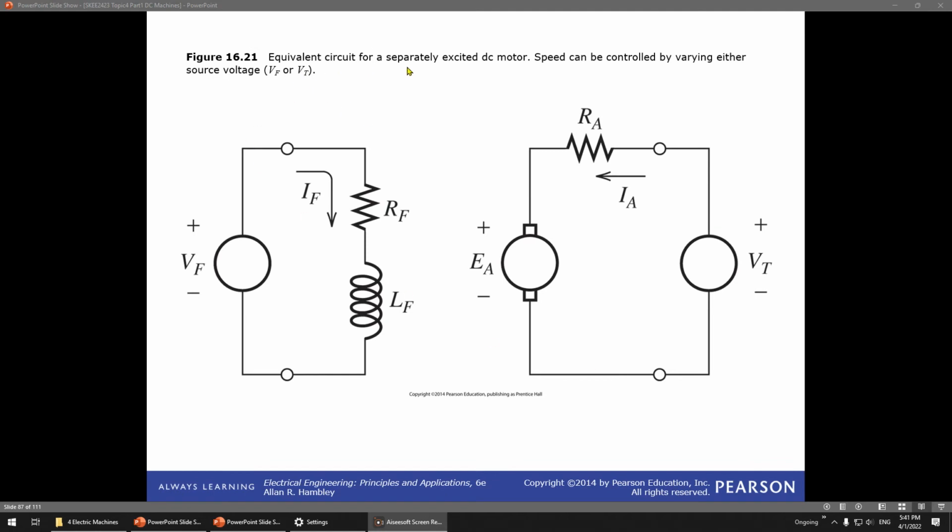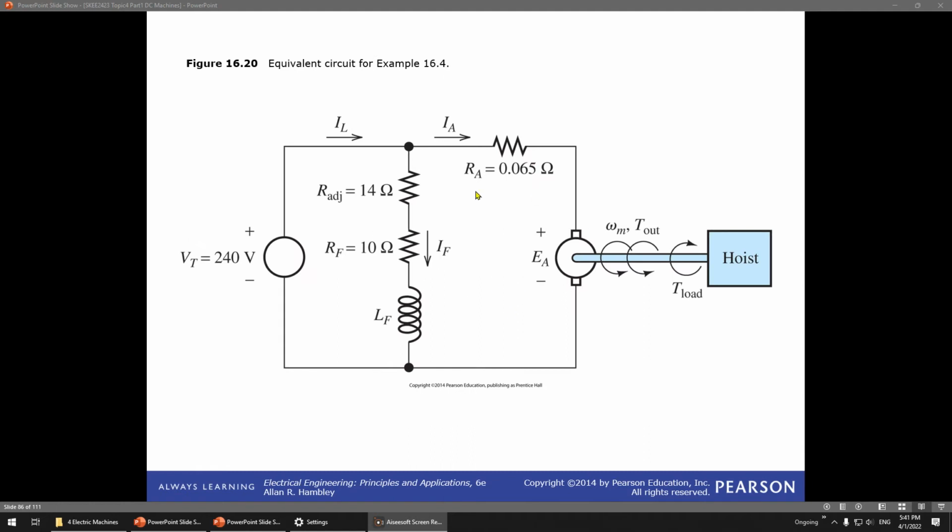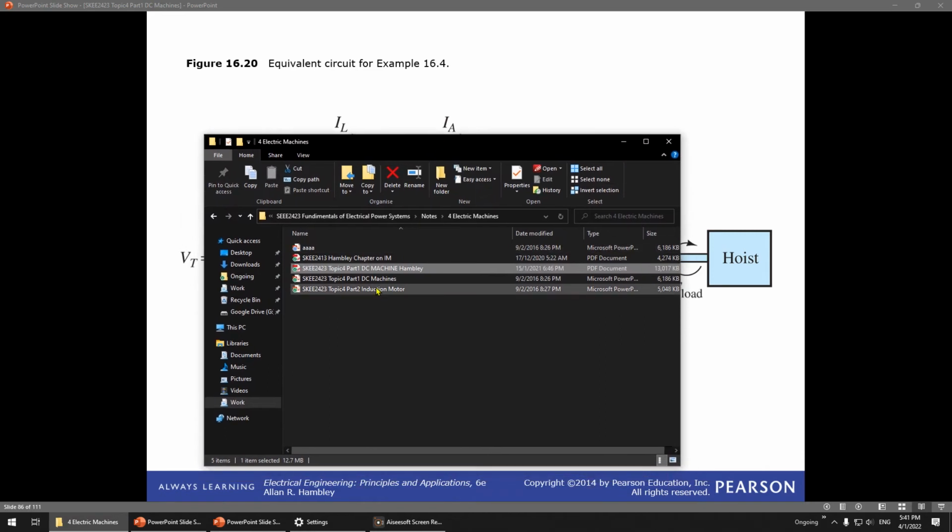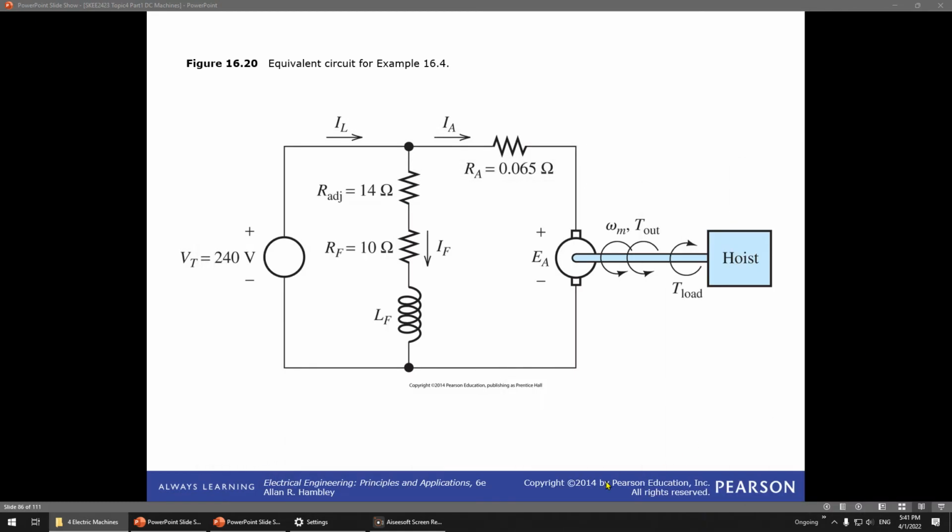So the equivalent circuit for separately excited. This one is for separately excited. Maybe this note is not organized properly for now, so I will show you the textbook. You can see here this is the lecture note and this is the textbook. I will open the textbook to show you some of the examples.